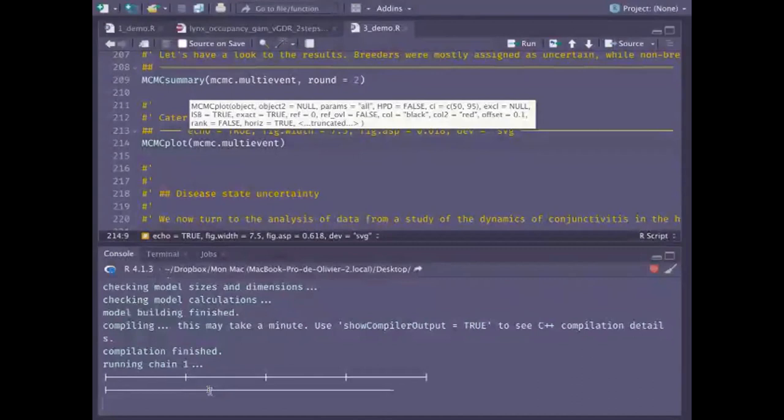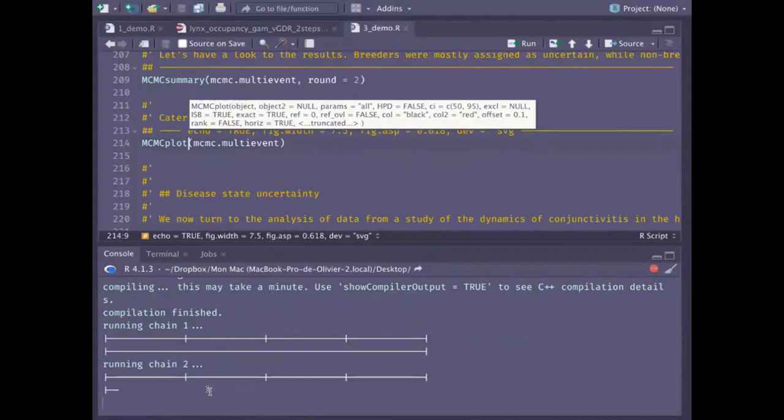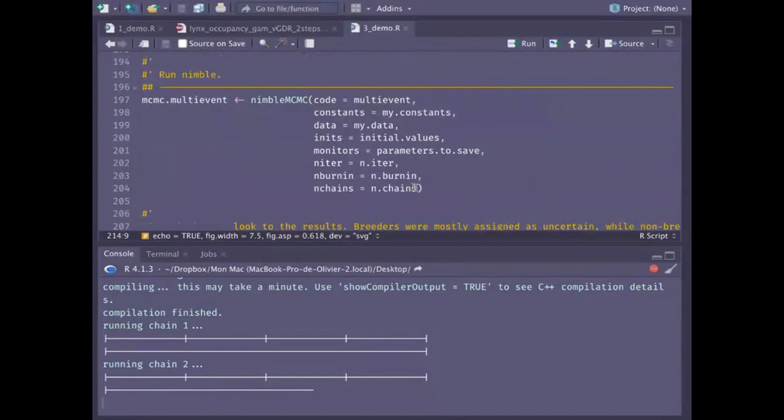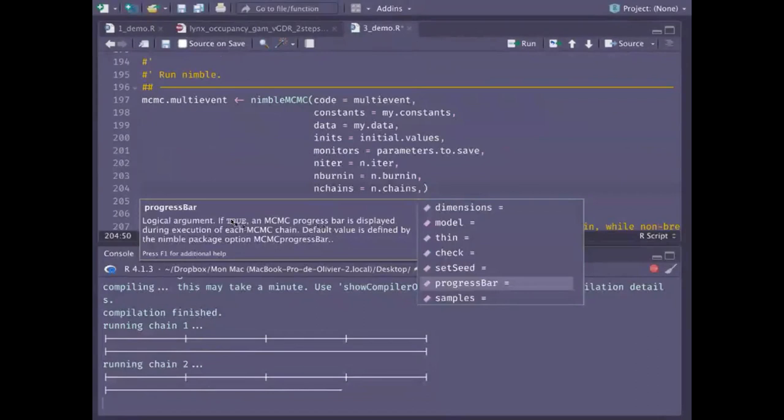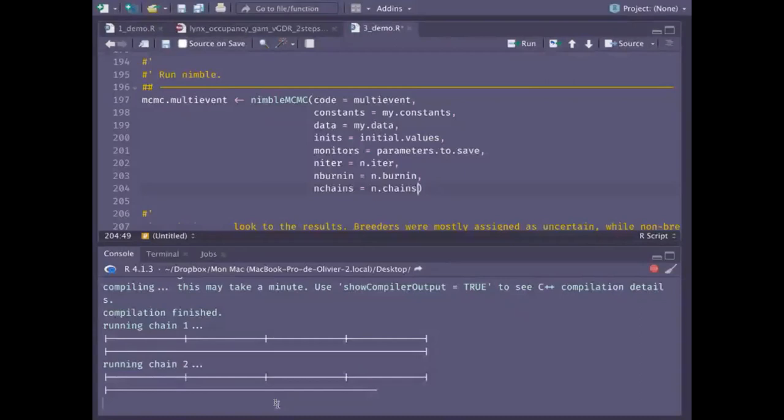And the second chain, here we go. You can get rid of this progress bar as well. I think sometimes when you have long calculations, it can be a bit depressing to see this progress bar that doesn't really make any progress. I think there is an option to get rid of that when you run a Nimble MCMC. Let's see. Yeah, progress bar here. By default it's true, but you can set it to false to just hide it. Or you can just go for a coffee or tea.